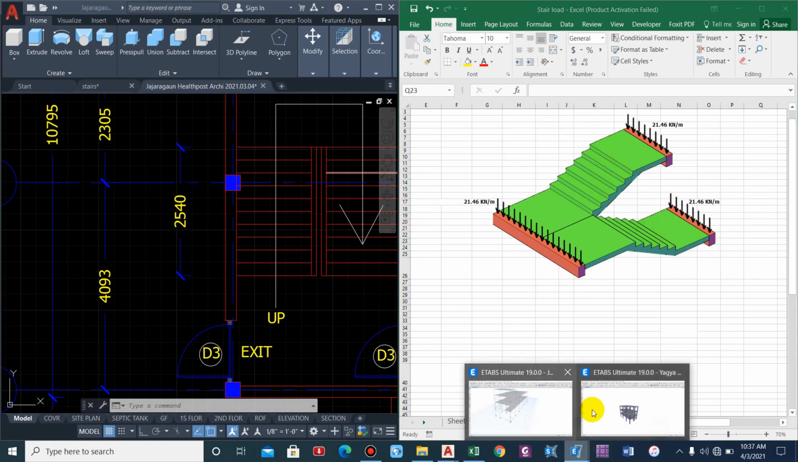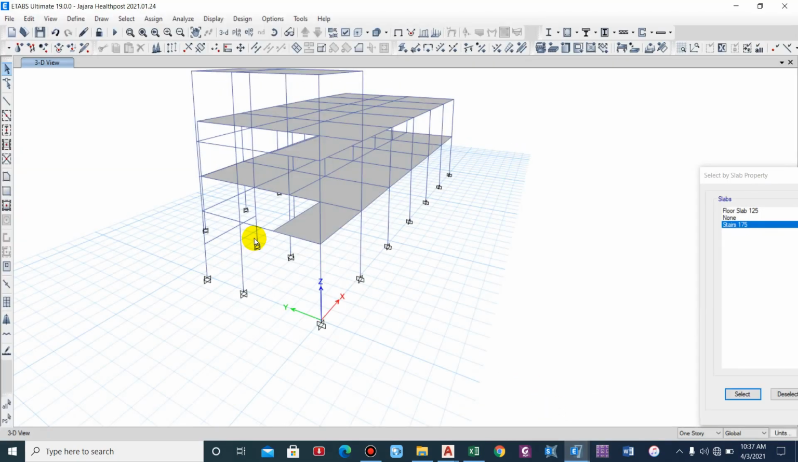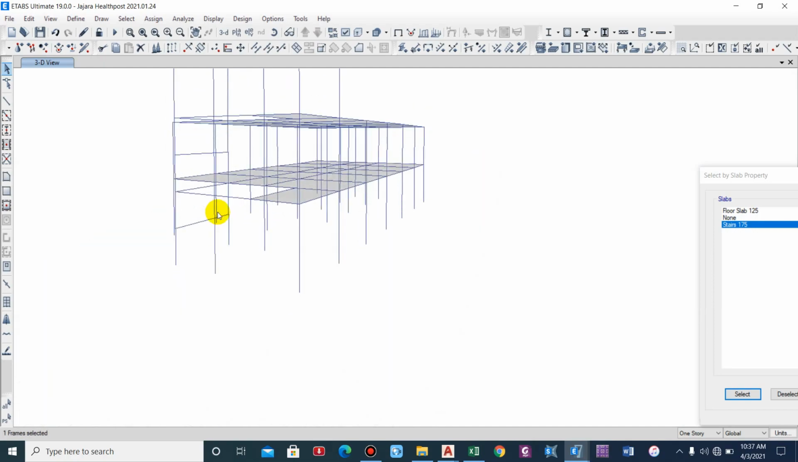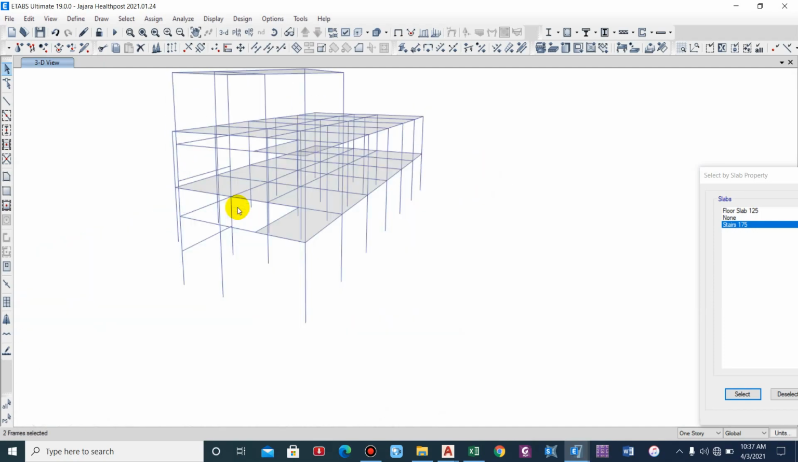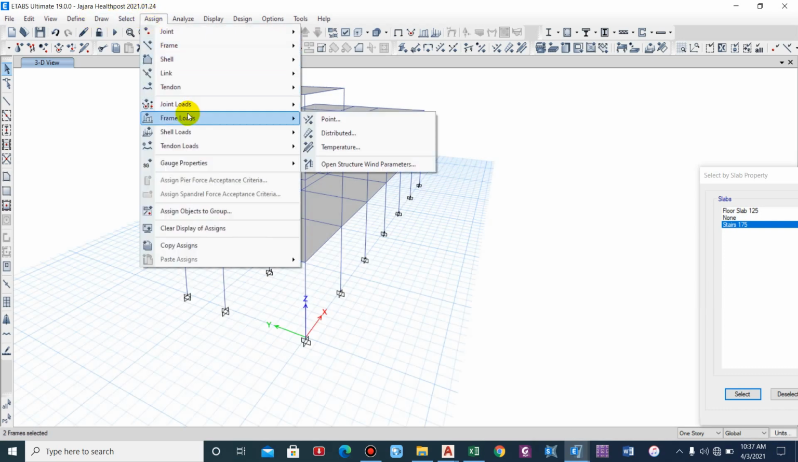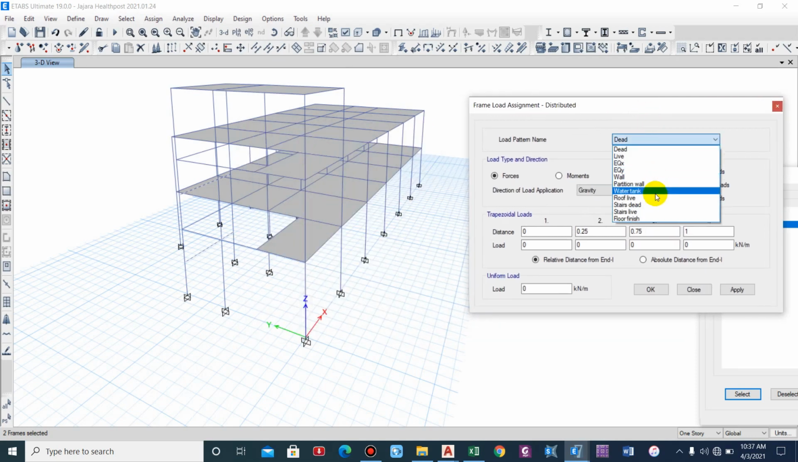So let us go to the ETABS file now. This is the mid landing, so here we have to apply 21.46. Similarly here also 21.46. Assign, go to frame load, distributed load, and you can separate it as stairs dead or stairs live. I'm just computing an overall value, so I'll just provide it as stairs dead, including the live load as well.